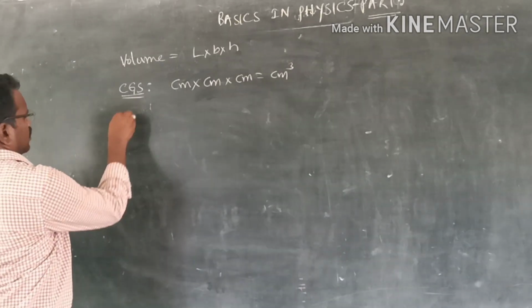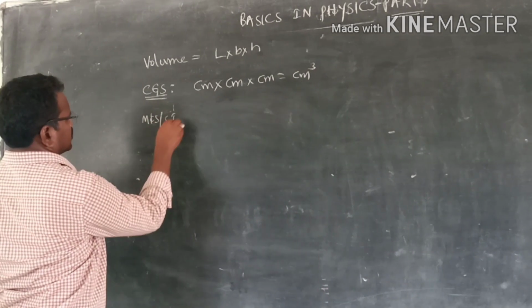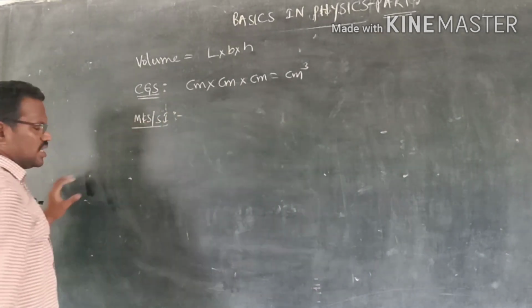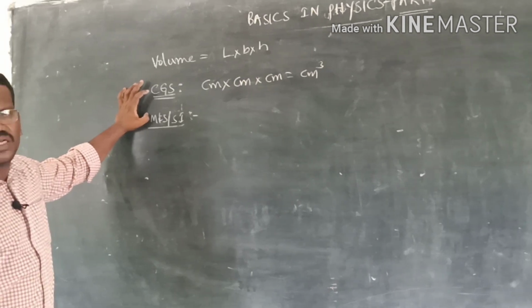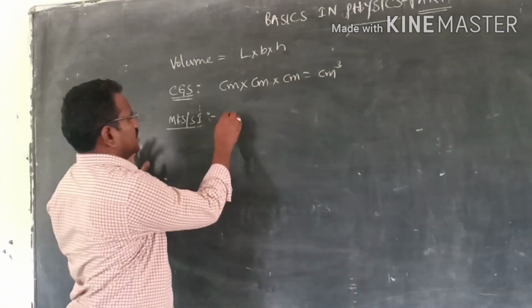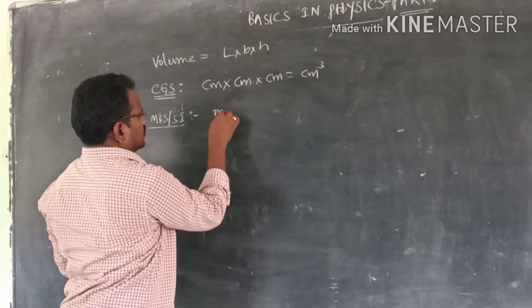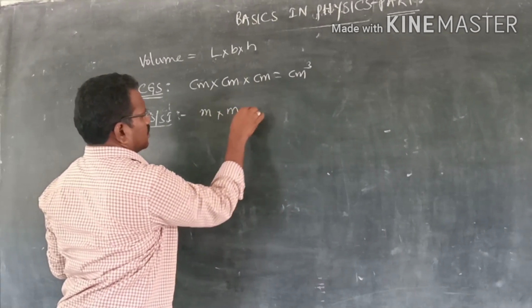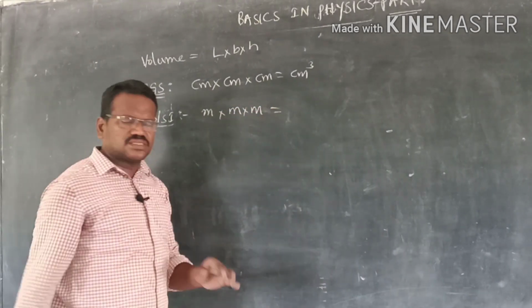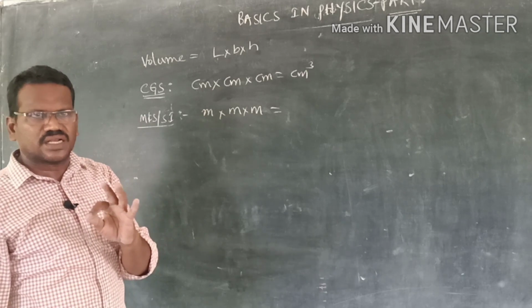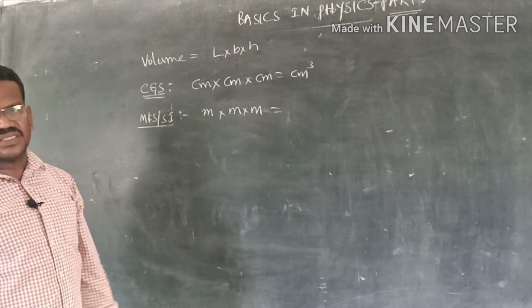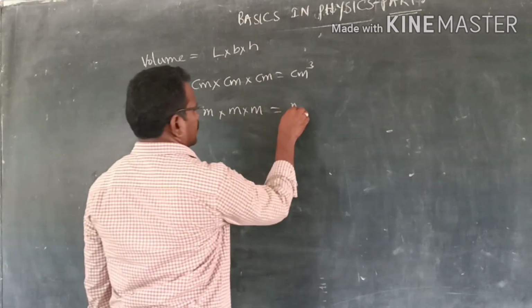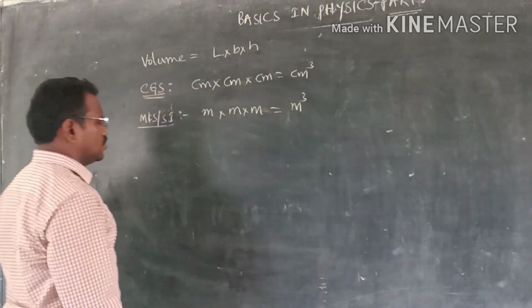Now go for the MKS or SI system. We are writing the unit of volume in the MKS or SI system. That is, for length, breadth and height, meter, meter and meter. Always we should write it with small case letter m only. Why? Because it is not represented by the name of a scientist. So now it can be represented as meter cube.